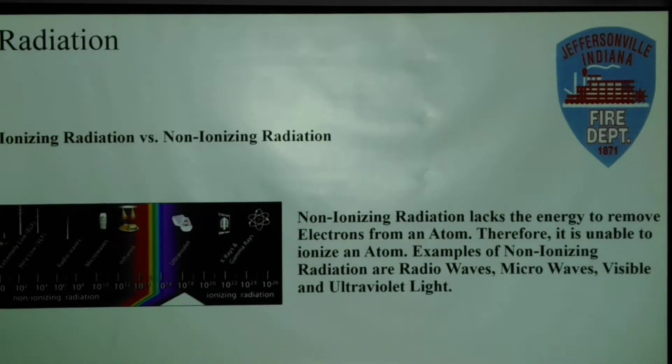Non-ionizing radiation lacks the energy to remove electrons from the atom. Therefore, it is unable to ionize an atom. Examples of non-ionizing radiation are radio waves, microwaves, visible and ultraviolet light.